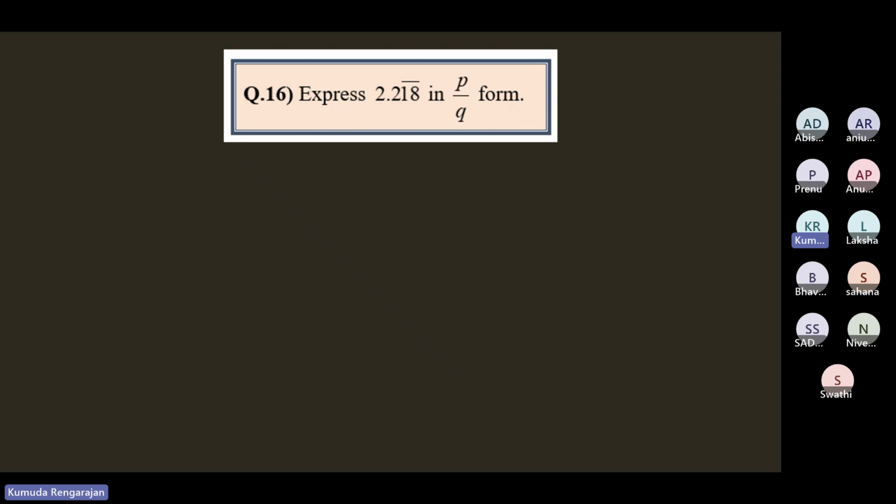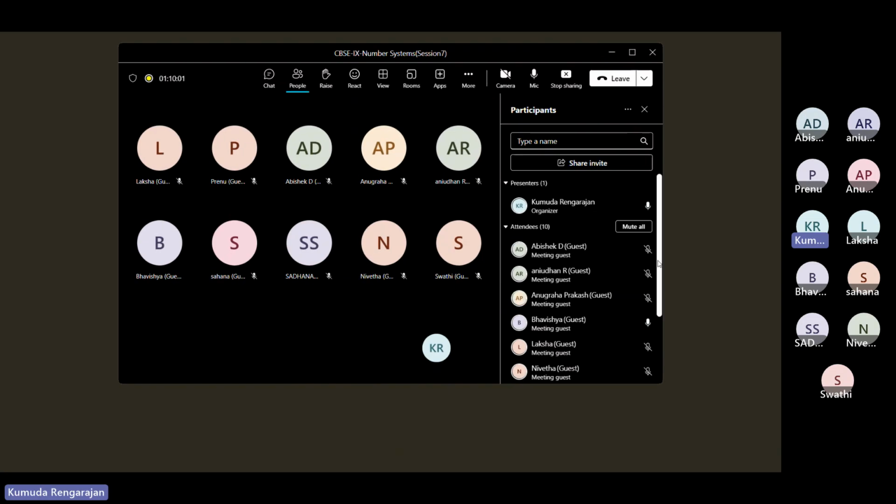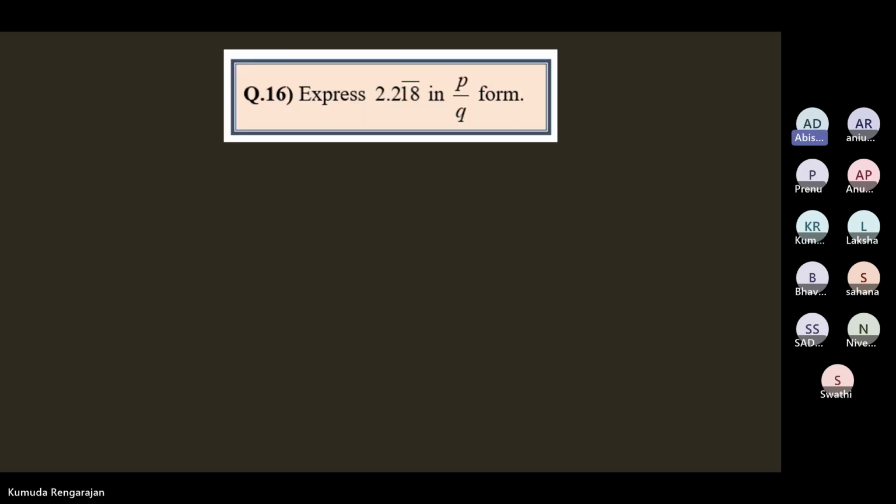Yeah, what's the answer for this one, children? No, all of you should participate now. Now P by Q form. Now this is the deciding factor. If you have done the homework, you should be able to give the answer for this. Abhishek? What's the answer for this one? What's the P by Q form?